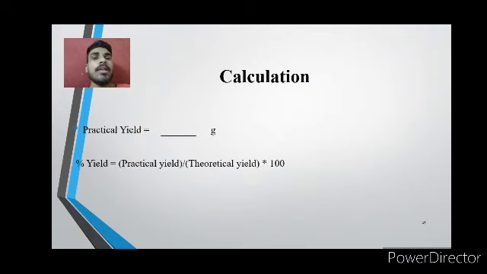The practical yield of the synthesis is what we get when we dry the product and weigh it. The weight of the final product is the practical yield. To find the percentage yield, we simply divide the practical yield by the theoretical yield and multiply it by 100. The answer obtained is the final result of the synthesis.